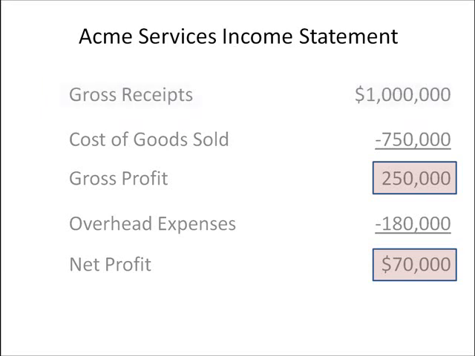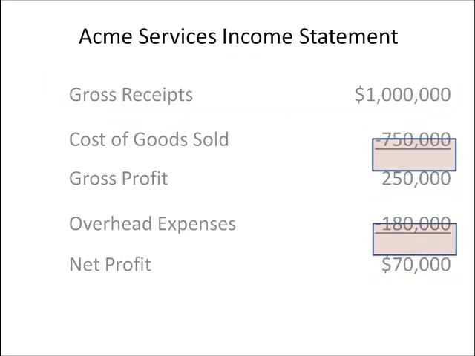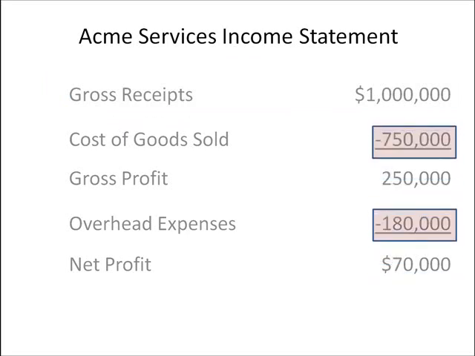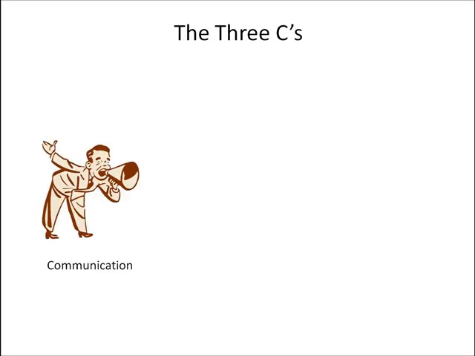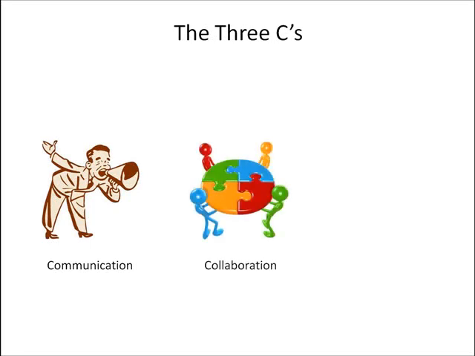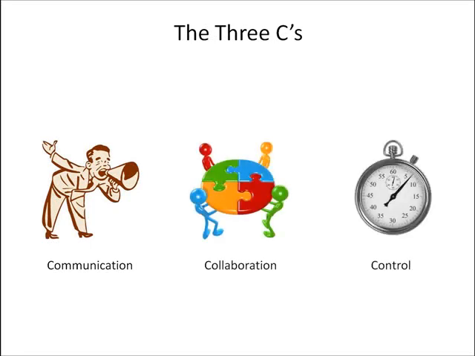Our main objective is to keep more of our gross revenues. And we do that by lowering our cost of goods sold and by lowering our overhead expenses. So, how do we increase our gross profit? Again, greatly simplifying for speed, we do so by increasing our 3 C's. We want to increase our communication, increase our collaboration, and increase our control. Put simply, we want to facilitate communication and improve collaboration in order to increase our control.